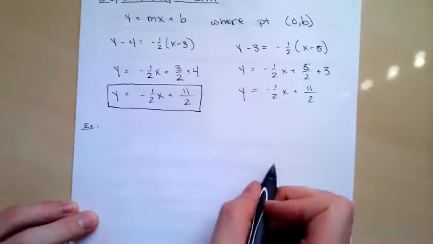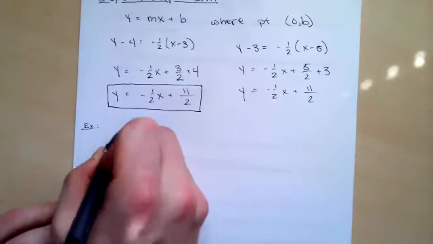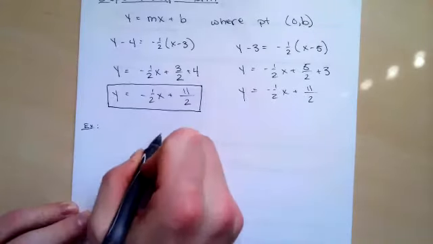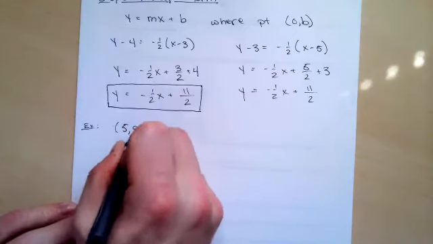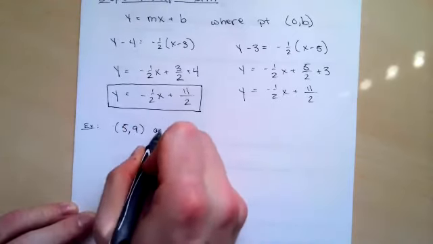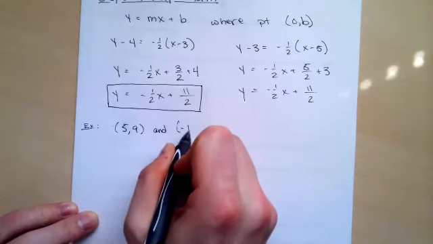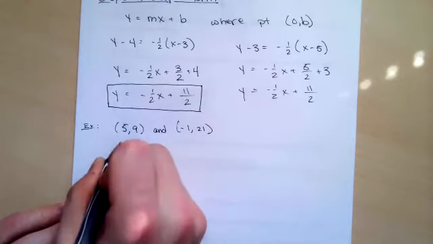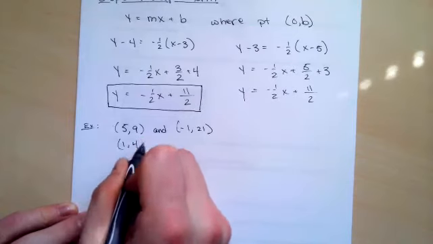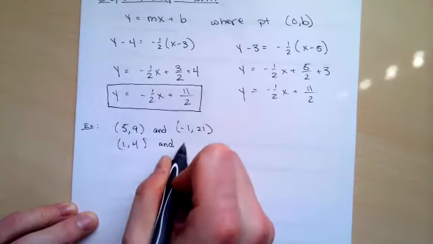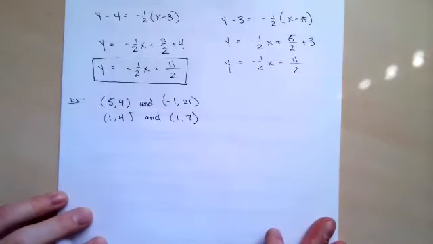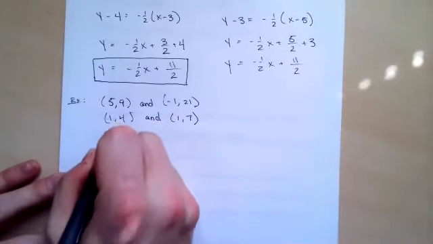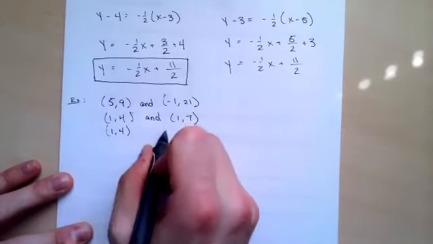One thing we do want to be careful of is, so let's do one example, or a few examples actually, of just what happens if I give 2 points. -1, 21, and 5, 9, let's say we've got 1, 4, and 1, 7. And then our last one, let's do 1, 4 again, and 9, 4.